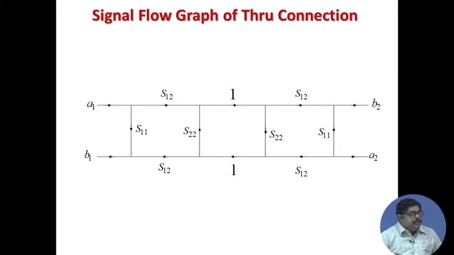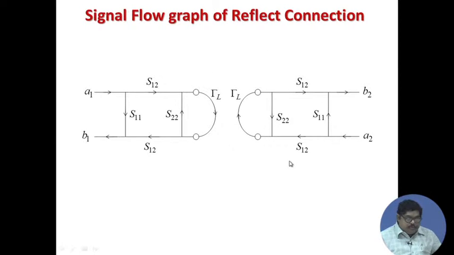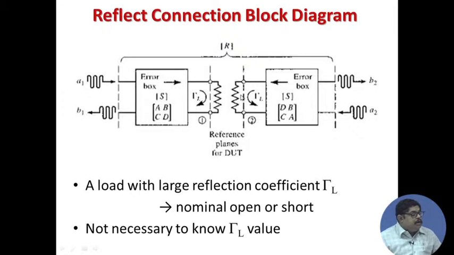of this through connection. And now, the reflect connection. You see that you have a high reflection load, that is why port 1 is getting a high reflection coefficient. Similarly, on port 2 you connect a high reflection coefficient. So, a load with large reflection coefficient, as I said, nominal open and short will do, not necessary to know your gamma L value.